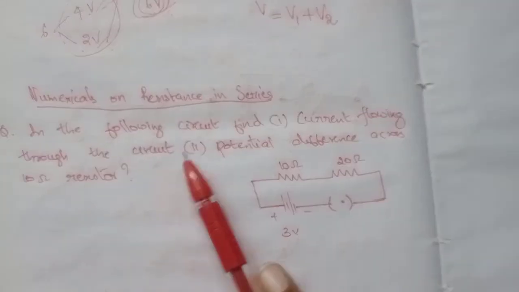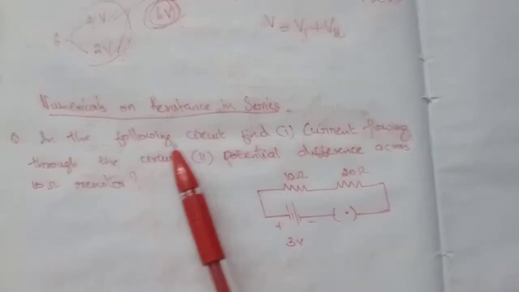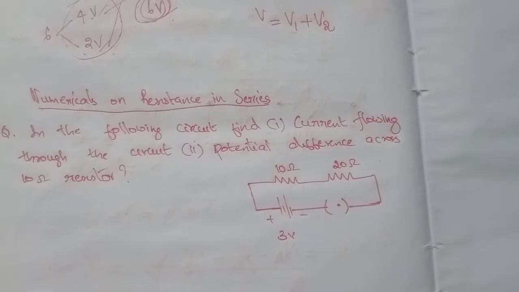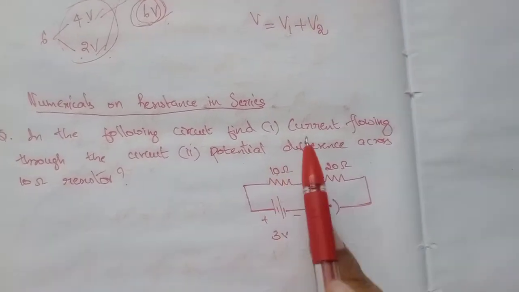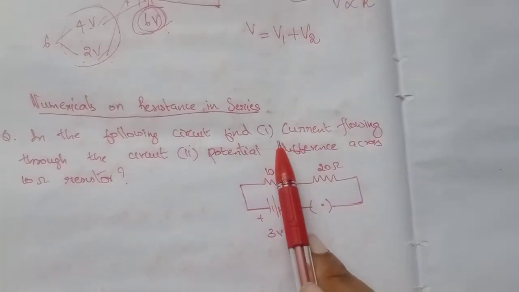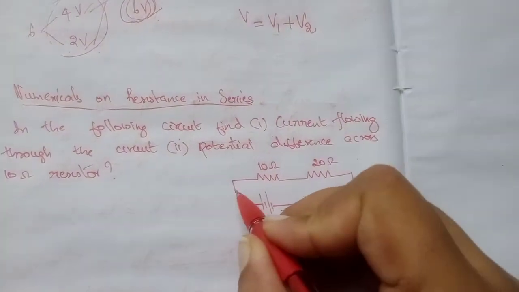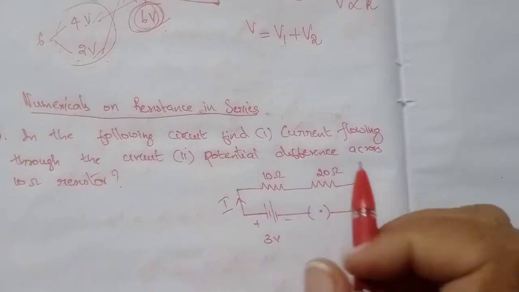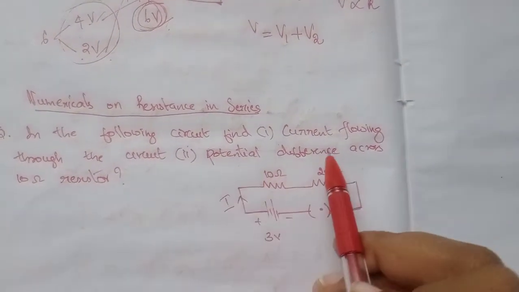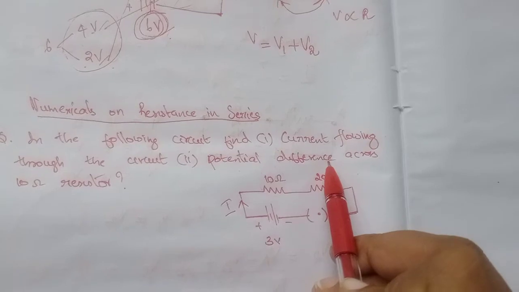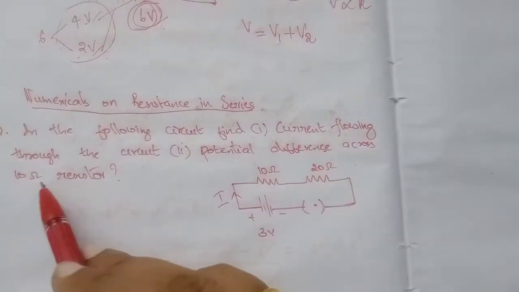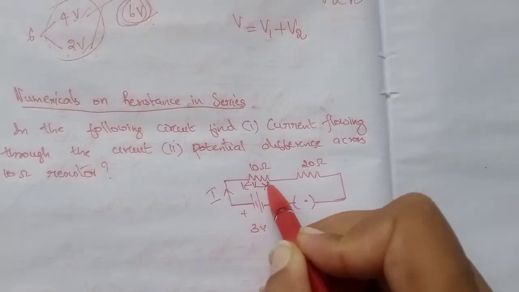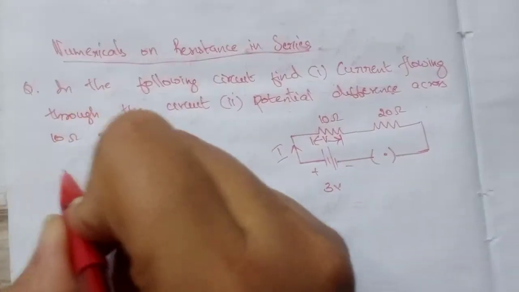In the following circuit, find the current flowing through the circuit and the potential difference across the 10 ohm resistor. So you have two sub questions. The first is you need to find out the total current, that means the total value of I flowing through this entire circuit. Then you need to find the potential difference. Potential difference means the voltage. What is the voltage across the 10 ohm resistor? So let us find out.